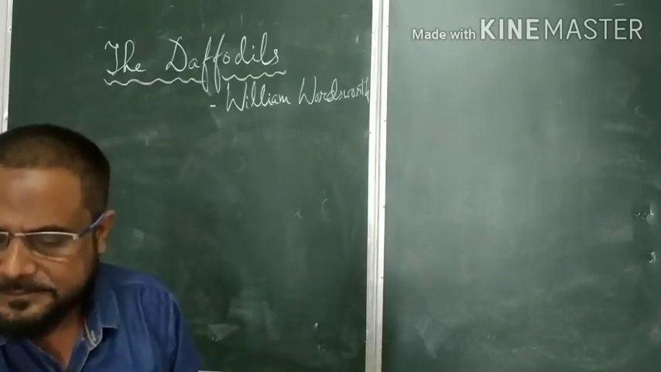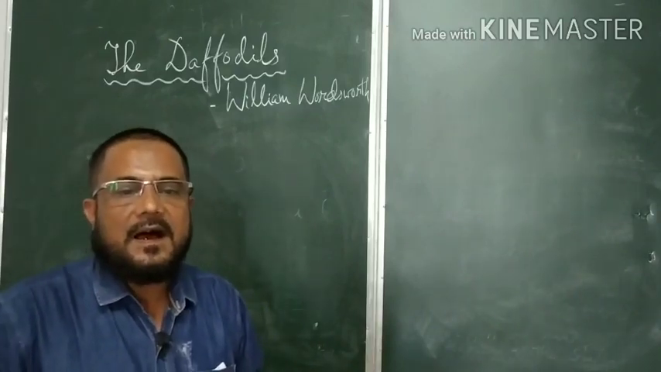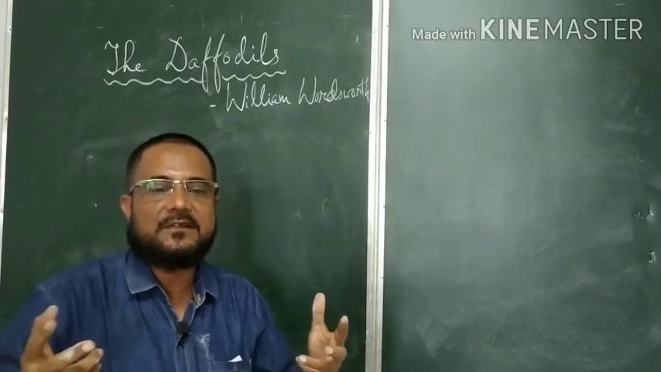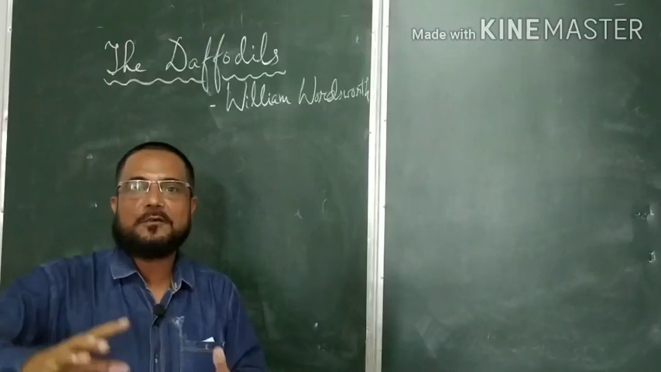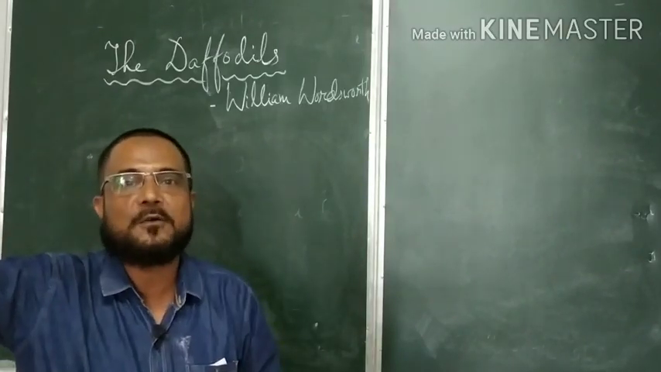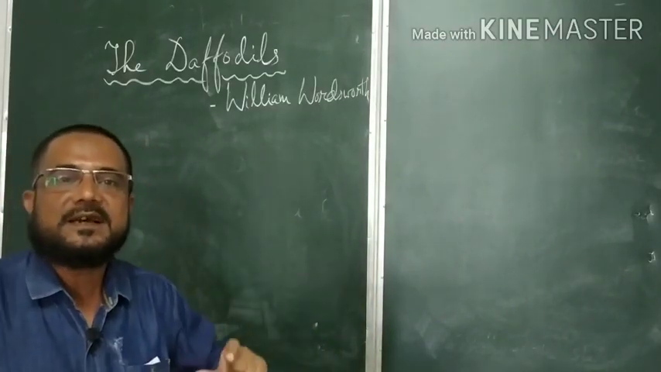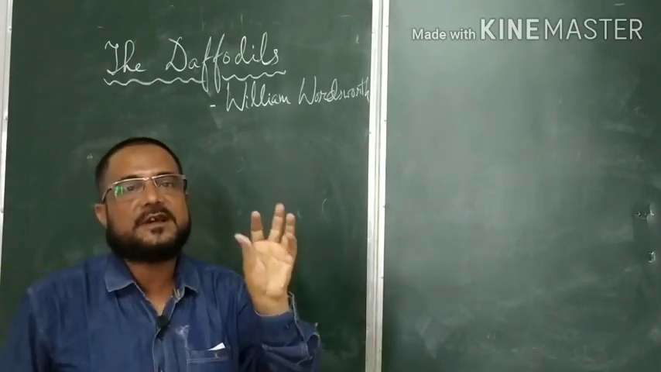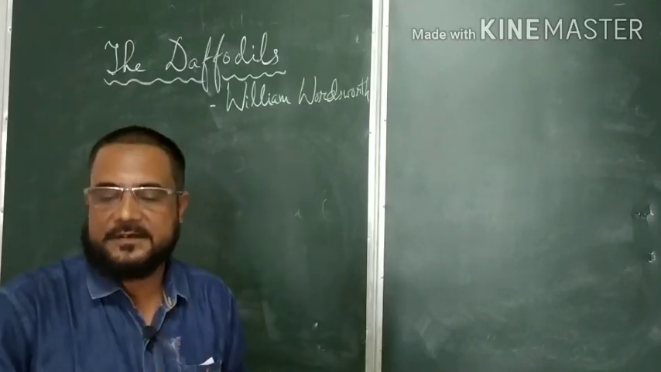One example is that "I wandered lonely as a cloud that floats on high over vales and hills, when all at once I saw a crowd." The word crowd is used. Crowd is usually used for human beings. If there is a large number of people, we call it a crowd. But in the poem, Wordsworth has not used the word crowd for human beings. He has used the word crowd for the flowers, for the daffodils. So he has personified daffodils. In the poem, daffodils are personified.